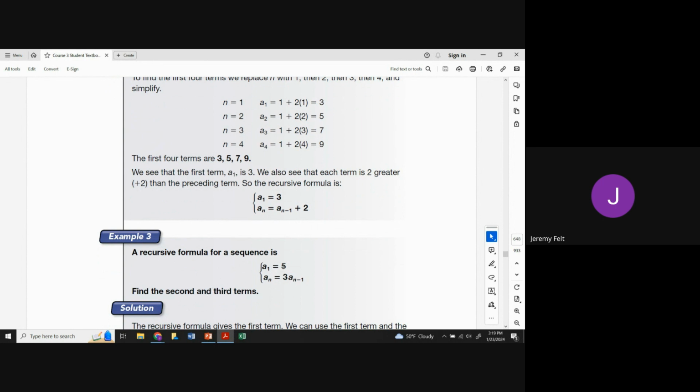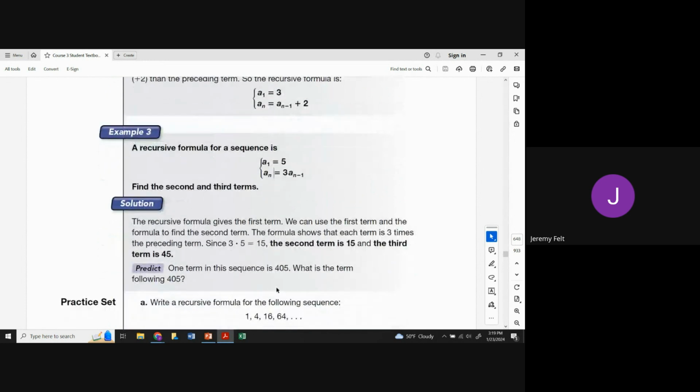Okay, well, the first term is 5. So the second term, if we put 2 in for n, 2 minus 1 is taking us back to our first term. So 3 times 5 is 15. Third term, well, this a of 3 is going to be, okay, 3 minus 1 is 2. So our second term we just said was 15. So 3 times 15 is 45.